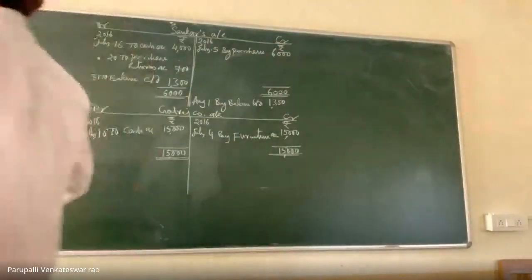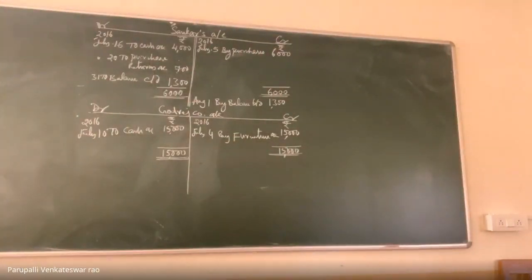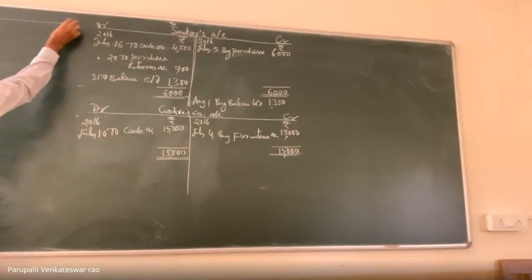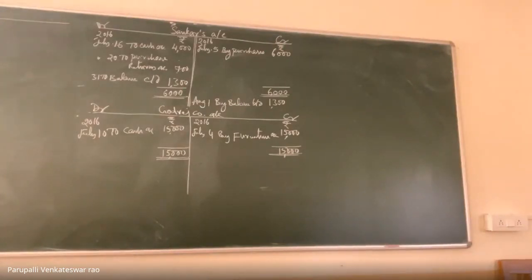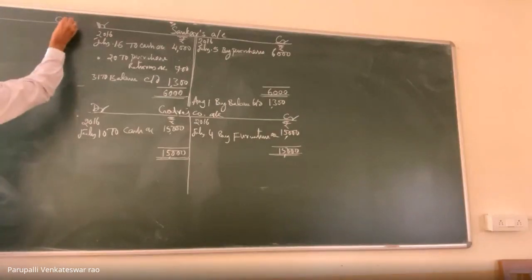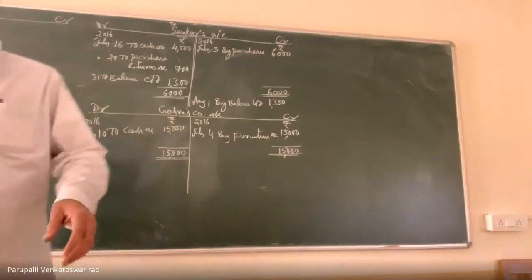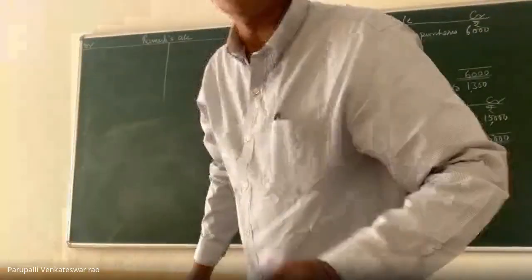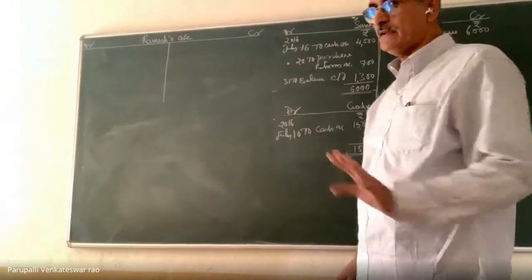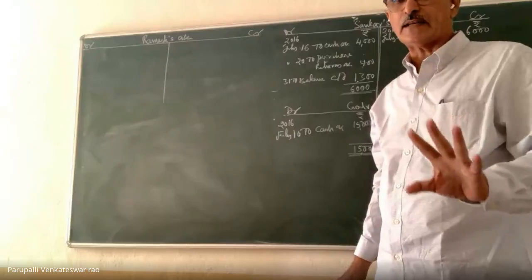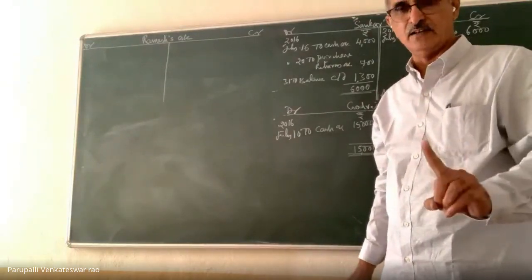Now write Ramesh account. Write down Ramesh account. I am writing Ramesh. First, Ramesh's account: credit side, debit side. I will change the camera. Okay. Now tell me wherever the word Ramesh account was referred to in the journal, tell me, then I will write it.